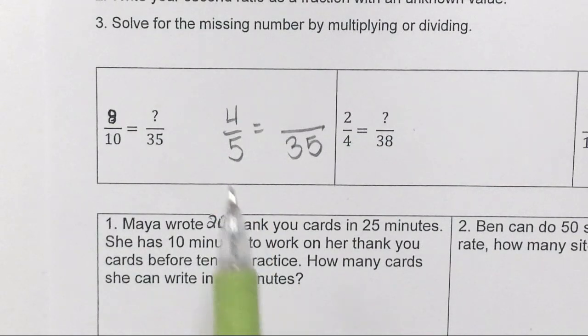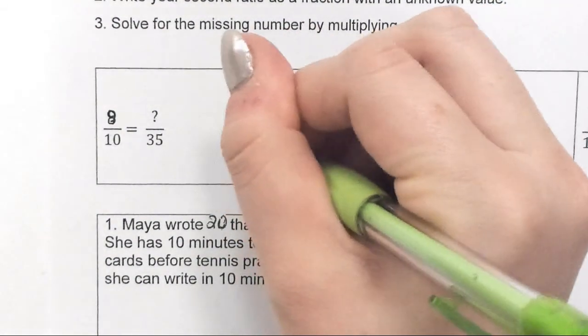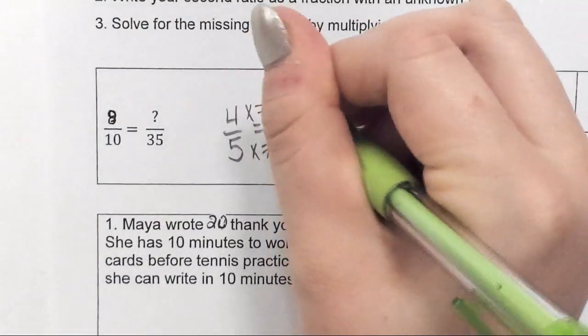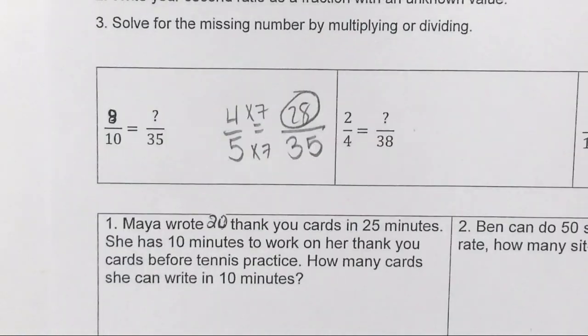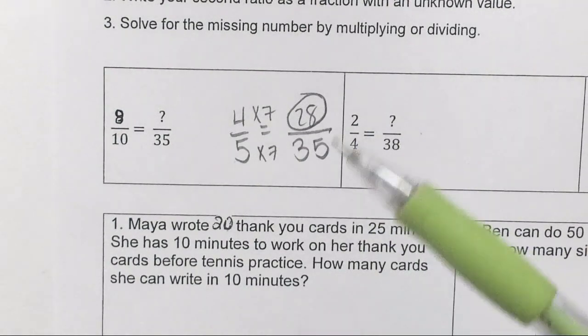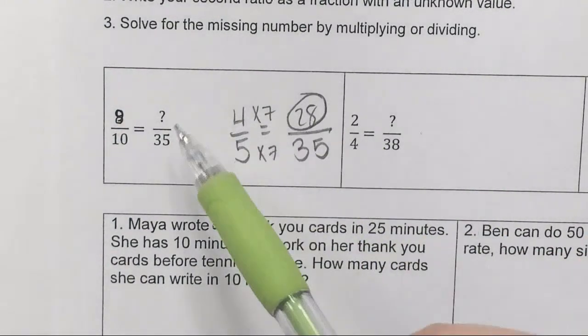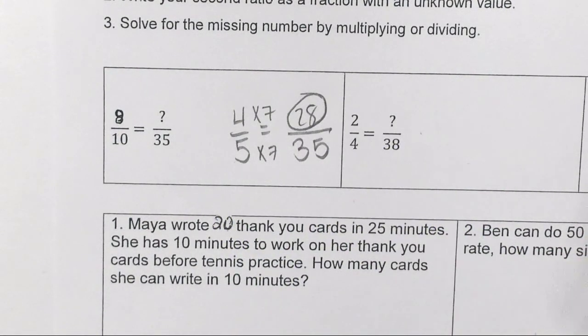Now you're going to ask yourselves, what can you multiply 5 by to get to 35? Times 7. So 4 times 7 is 28, because whatever you do to the bottom, you must do to the top. So our answer is 28. So the equivalent fraction here is 28 over 35. If I was to simplify this fraction down, it should equal 4/5.